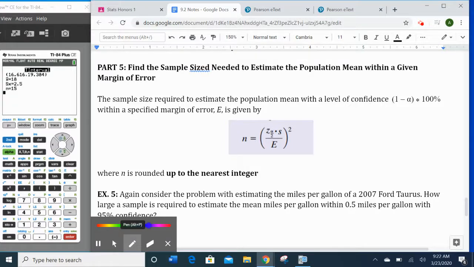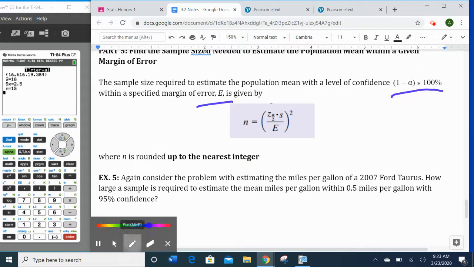The last part of these notes, similarly to with population proportion, is I want to know the sample size needed to estimate the population mean within a given margin of error. So the sample size required to estimate the population mean with a level of confidence 1 minus alpha times 100% with a specified margin of error E is given by this formula. N equals Z sub alpha over 2 times S over E, squared.